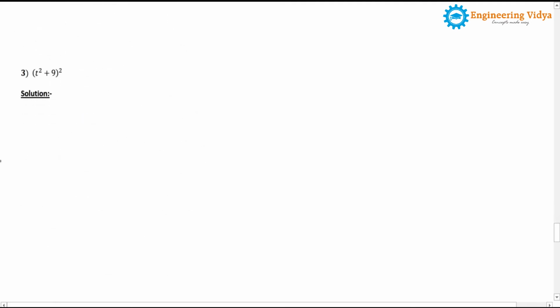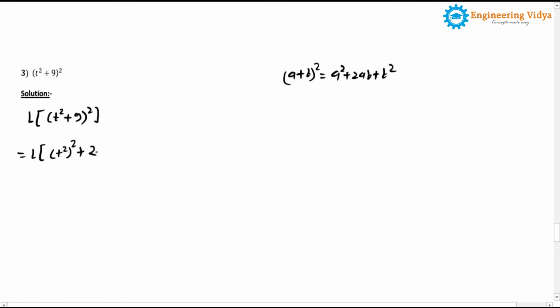Now see problem number 3. In problem number 3, we need to find the Laplace transform of t square plus 9 whole square, right? To solve this problem, we can apply the formula that a plus b whole square is equal to a square plus 2ab plus b square, right? So we will apply the same formula over here. So here it will be t square, a square plus 2ab plus b square, right?